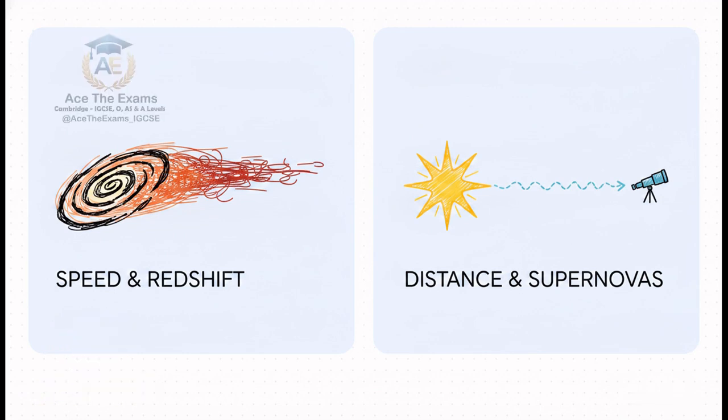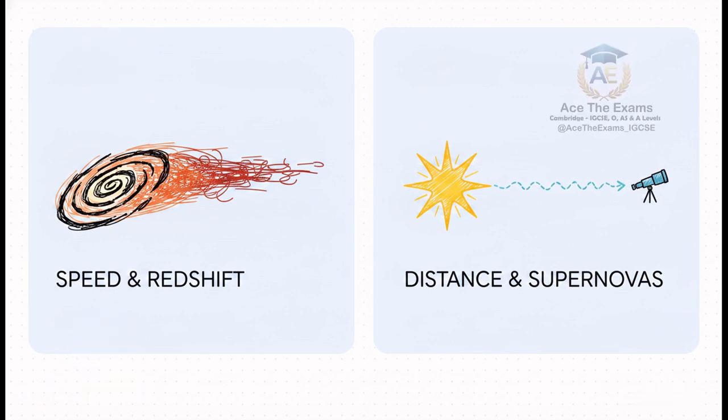Speed, which we represent with the letter V, is derived from wavelength changes. We're talking specifically about the red shift of light from distant galaxies. As a galaxy moves further away from us, the light waves stretch out, shifting dramatically toward the red end of the electromagnetic spectrum. It's like a visual Doppler effect.